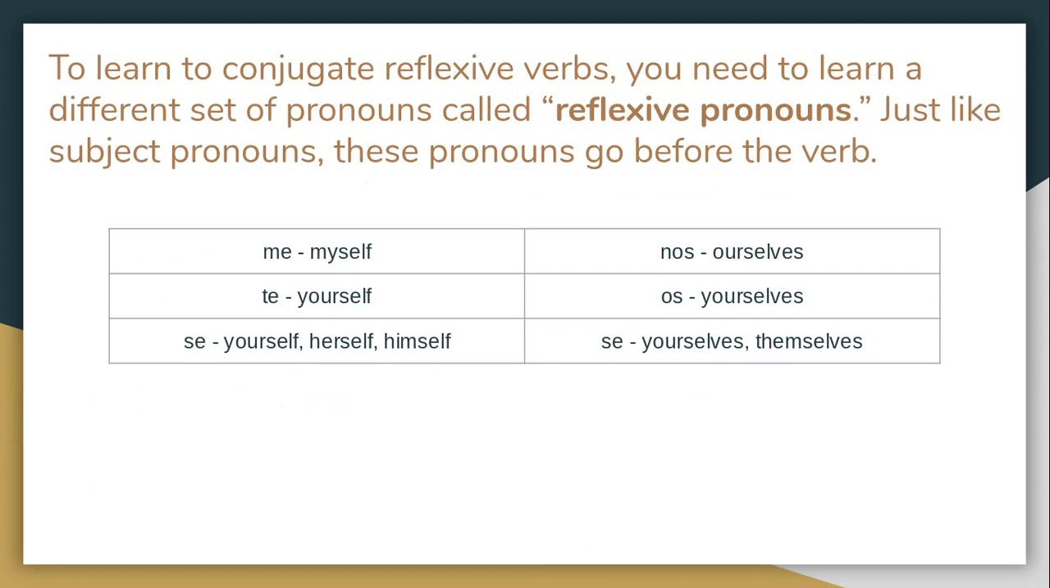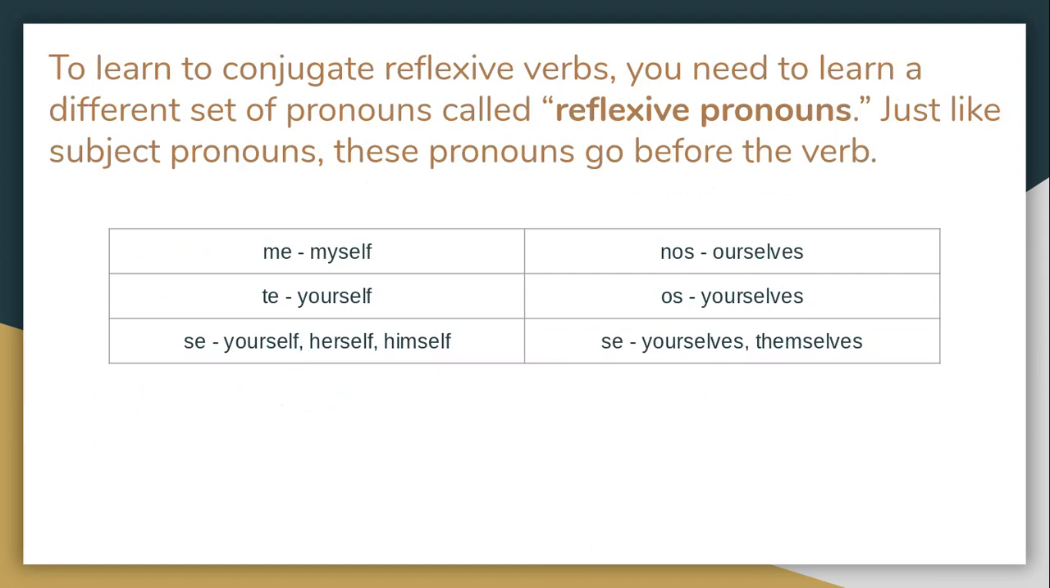To learn to conjugate reflexive verbs, you need to learn a different set of pronouns called reflexive pronouns. Just like subject pronouns, these pronouns go before the verb. And reflexive pronouns are me, which means myself, te, which means yourself, se can mean yourself, herself, or himself, nos means ourselves, os means yourselves, it's only used in Spain, se means yourselves and themselves.